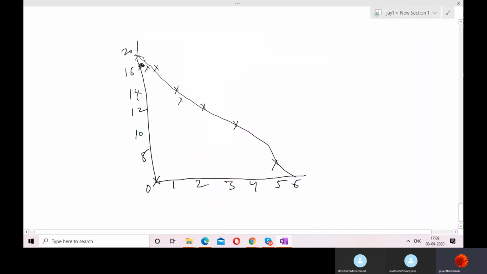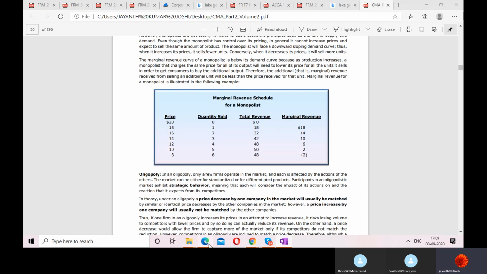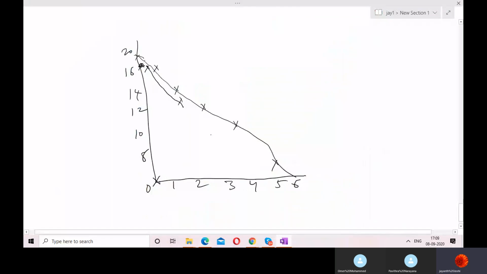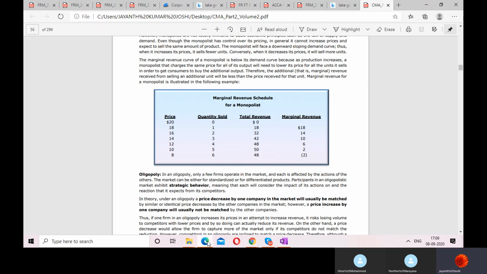Okay, so it's like going below this or not? Yes. And for 3 it will be 10. For 4 it will be 6. So if you join this again, you see marginal revenue curve. This is marginal revenue curve and this is the demand curve. So always marginal revenue curve is below the demand curve. That you should understand.